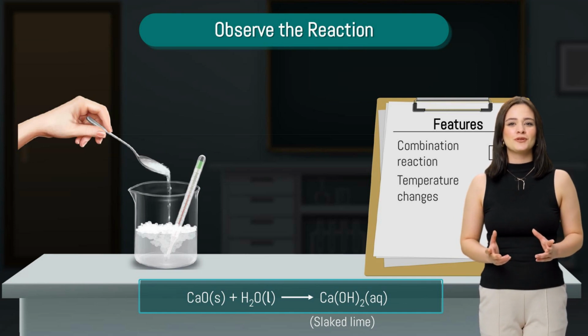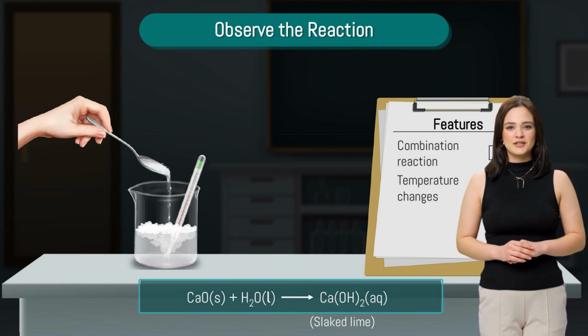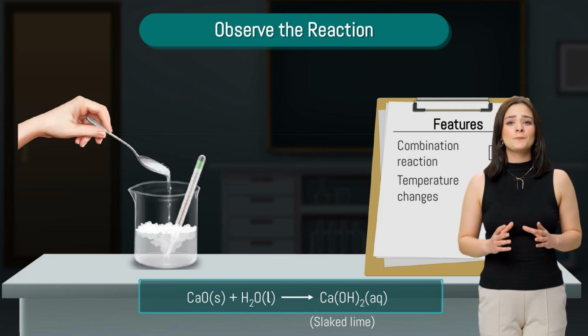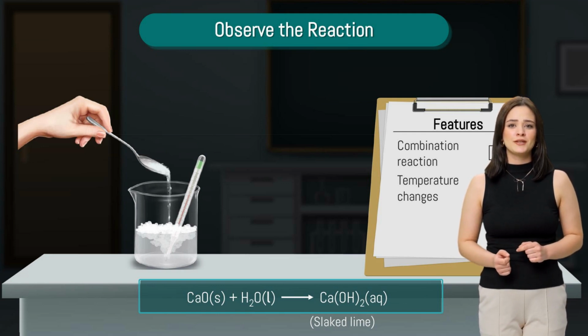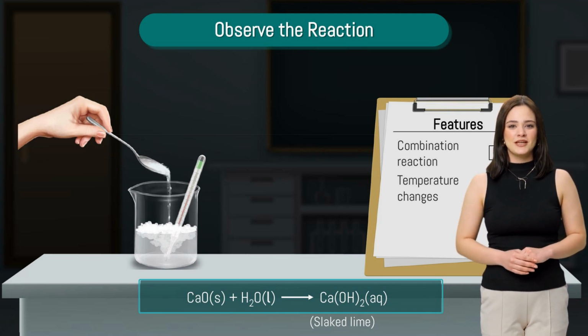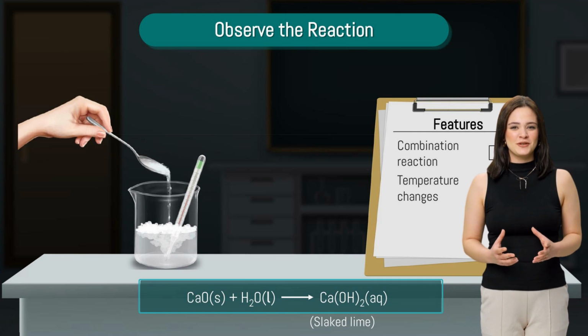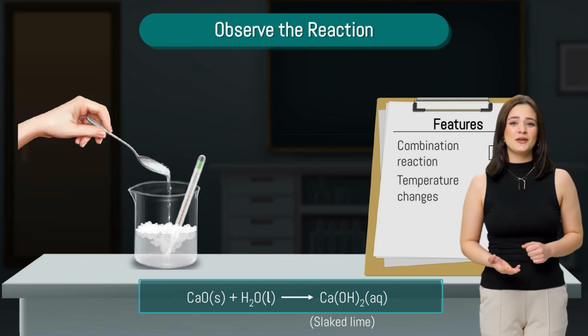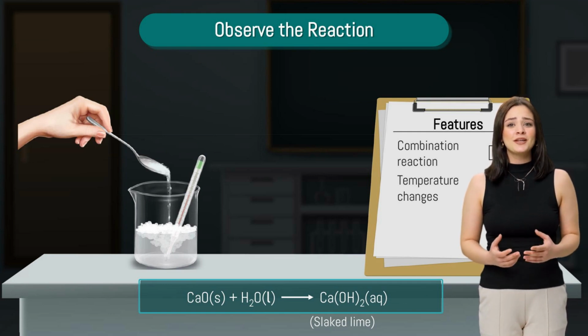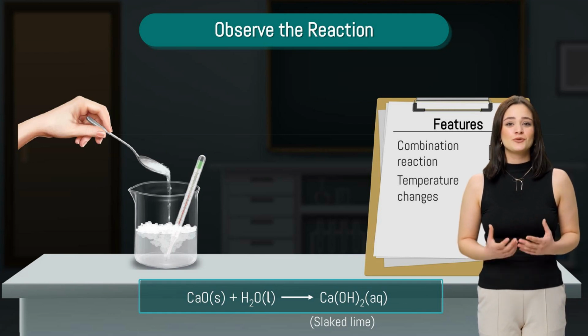We can observe two key features of this reaction. First, it's a combination reaction where two reactants form a single product. Second, if you look at the thermometer, you'll see a dramatic rise in the temperature. This tells us that heat energy is being released, marking this as a highly exothermic reaction.